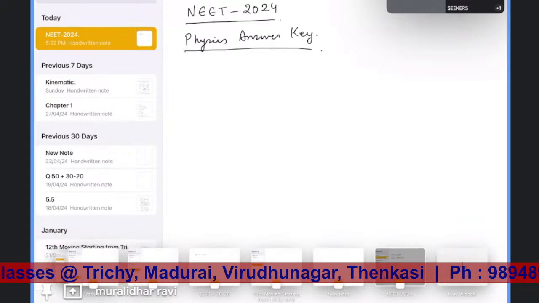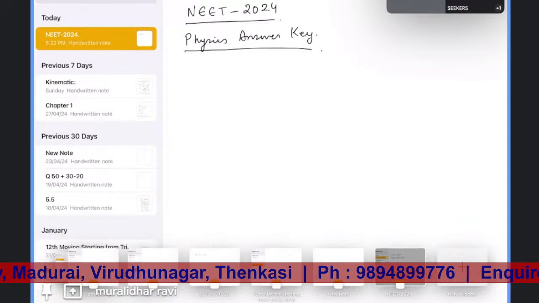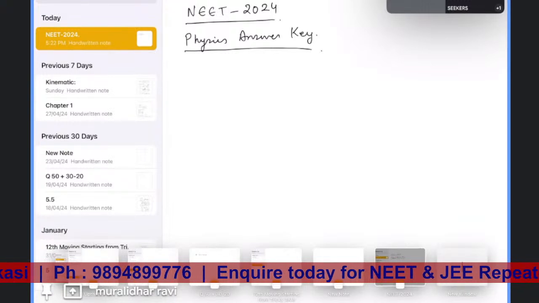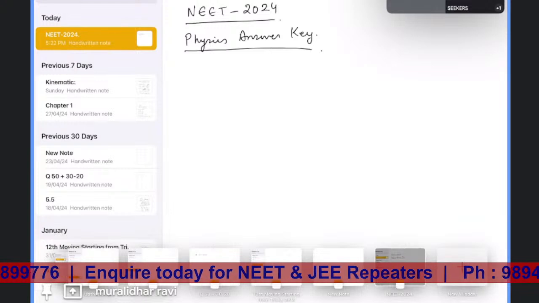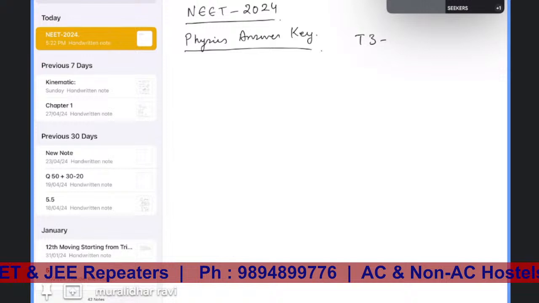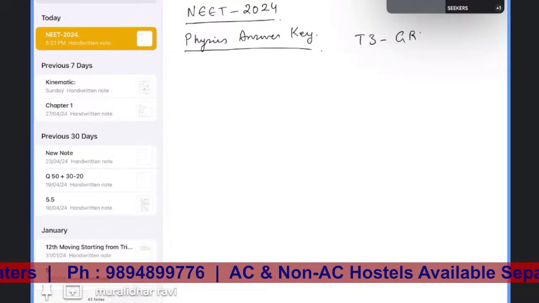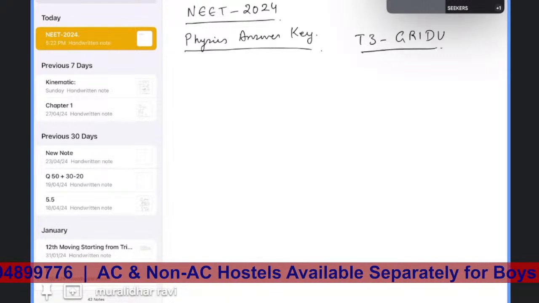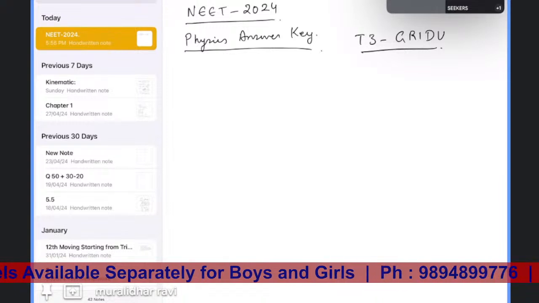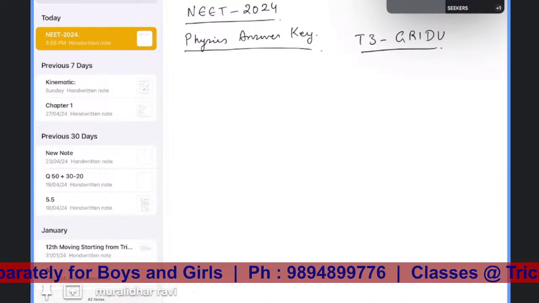So the code that is there on the sheet of paper, the question paper which I have, is T3 GRIDU. That's the test booklet code. The test booklet code is T3 and it is GRIDU. So here I'll discuss with you the physics part of it. Now just let's look at the first 10 questions.